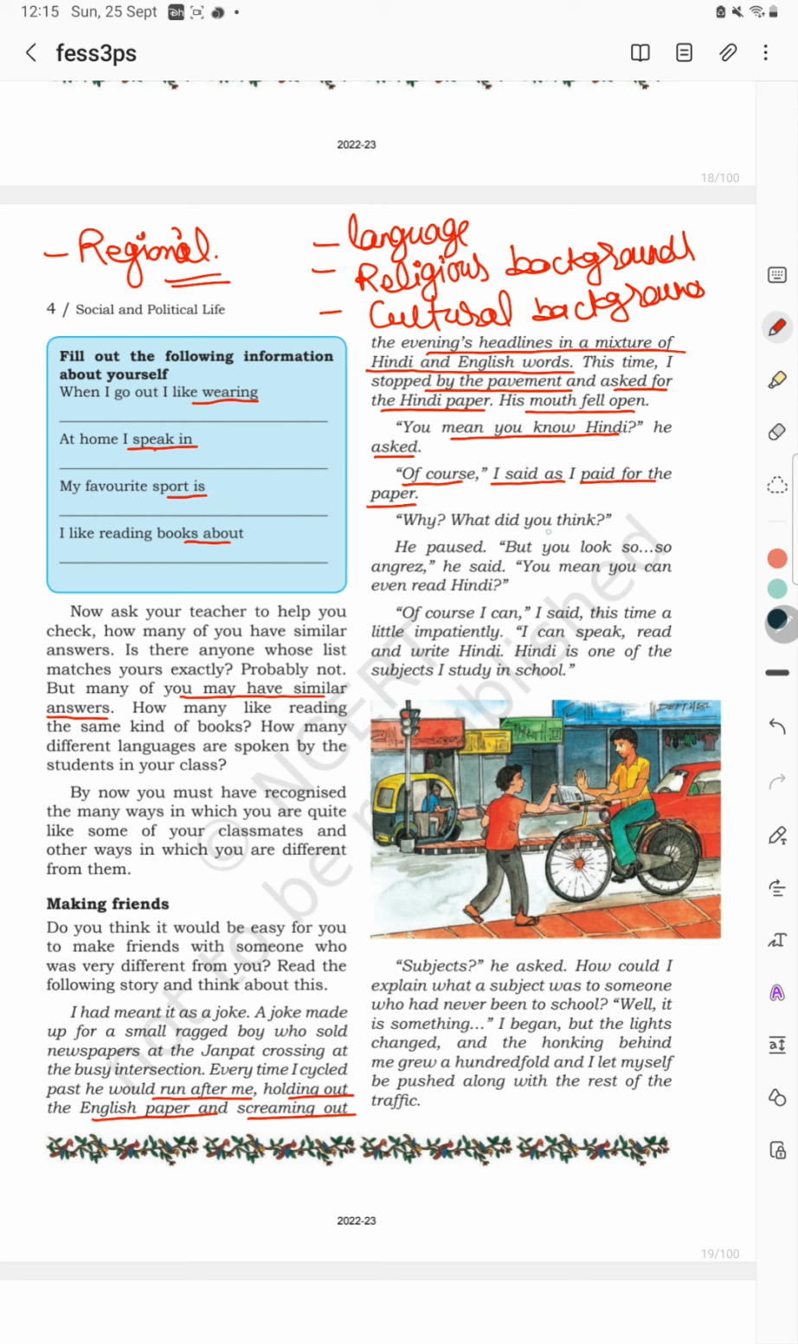"Of course," I said as I paid for the paper. "Why? What did you think?" He paused. "But you look so Angrez. So you mean you can even read Hindi?"